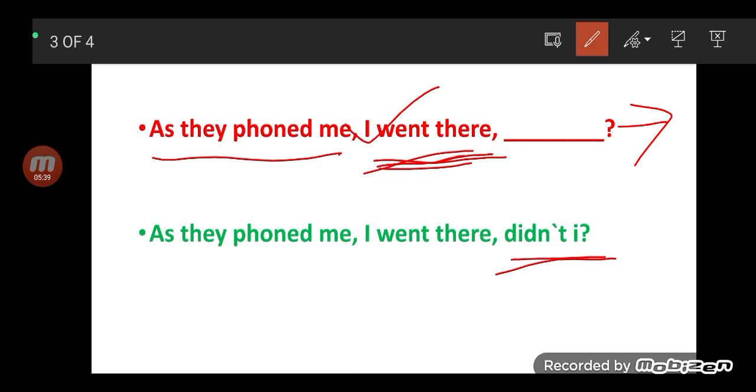I hope you are clear on this complex sentence, how to identify a complex sentence, and how we can make a tag question. Here we can see how to make a tag question in this complex sentence. There are only two rules you have to follow. First of all, identify which one is the principal clause. Then follow this principal clause and make the question. I hope that you will be clear on this subject by watching this video.